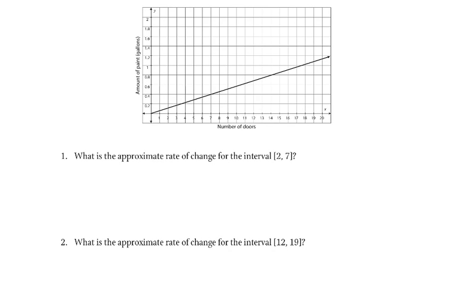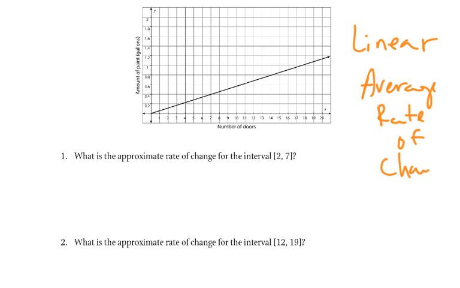So remember, when we're dealing with a linear function, the average rate of change is the same no matter which points we pick. So it's basically the slope. Now, these questions ask: what is the approximate rate of change for the interval 2, 7 or interval 12, 19? These intervals are just giving us the x values of the points that we're dealing with.